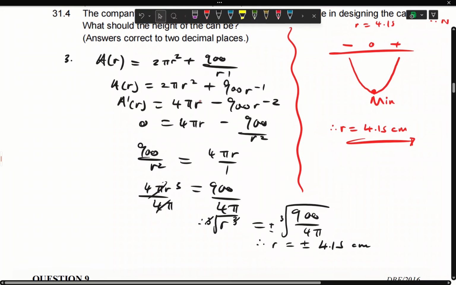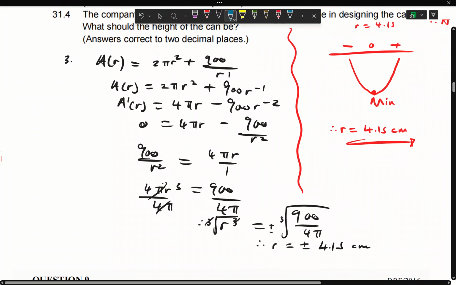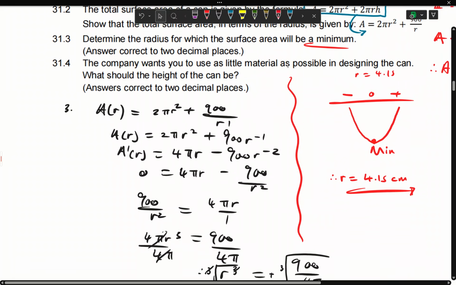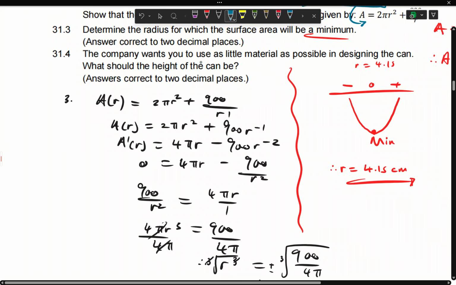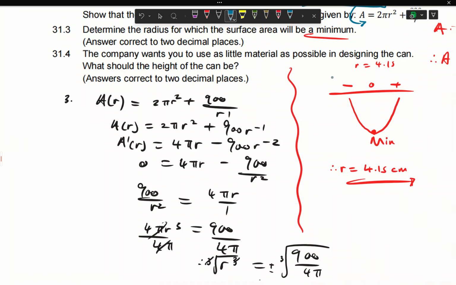So we are not done. Let's take a look at this one here. So now they say the company wants you to use as little material as possible. You see, guys, optimization is all about minimizing the cost while increasing efficiency. So now the company wants you to use as little material as possible.